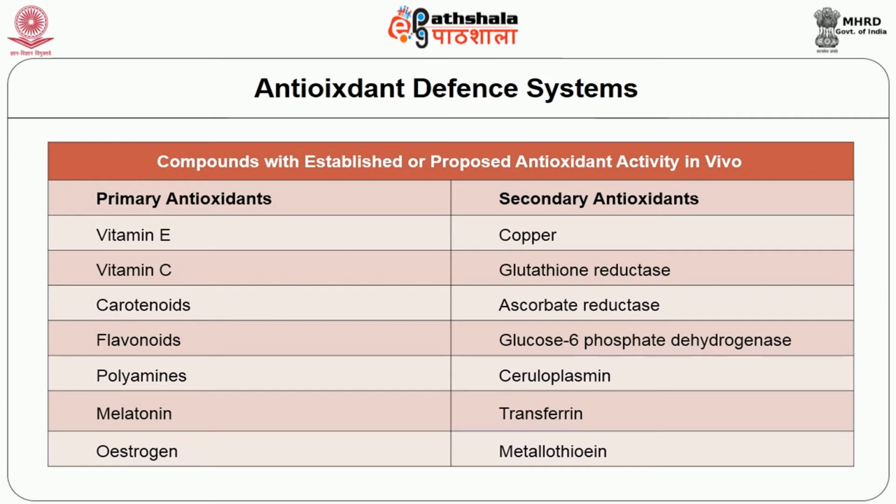There are primary antioxidants which include vitamin E, vitamin C, carotenoid, flavonoid, polyamine, melatonin, estrogen, etc. And secondary antioxidants include copper, glutathione reductase, ascorbate reductase, glucose 6-phosphate, etc. Compounds regarded as a first line of defense, that is the primary antioxidants, or as secondary antioxidants, are listed in the above table. Some are synthesized by cells endogenously and others need to be provided by the diet.